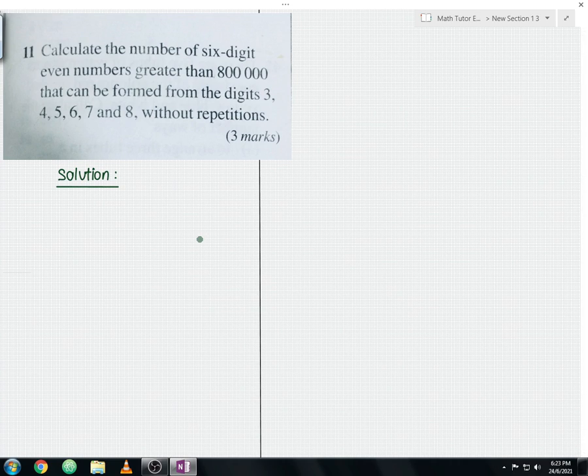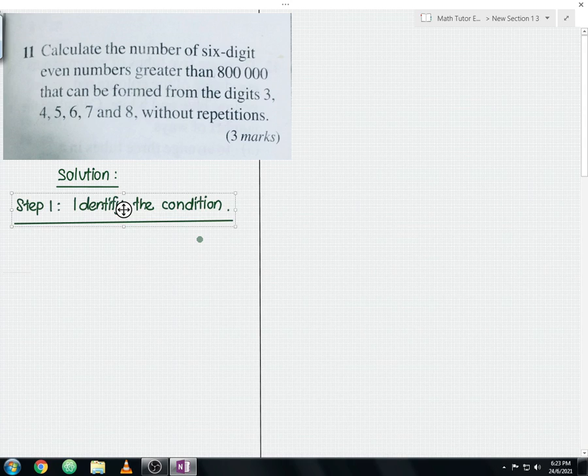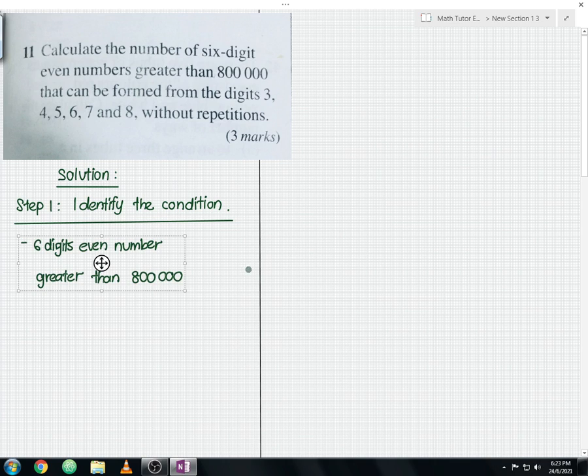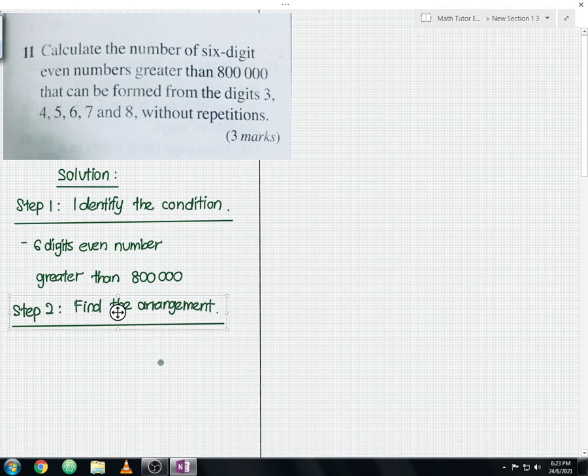Okay, to start off, the first step in order to solve this question, we need to identify the condition. In this case, the question asks for a 6-digit even number and it must be greater than 800,000. So that is the condition asked by the question. Once we know the condition, the next step is we can find the arrangement.